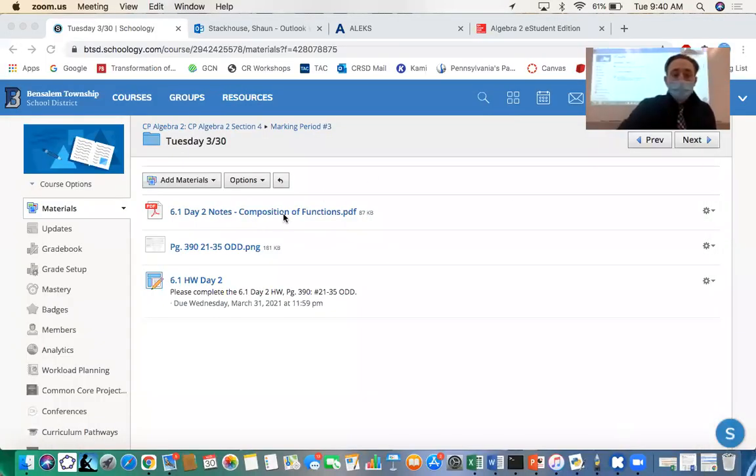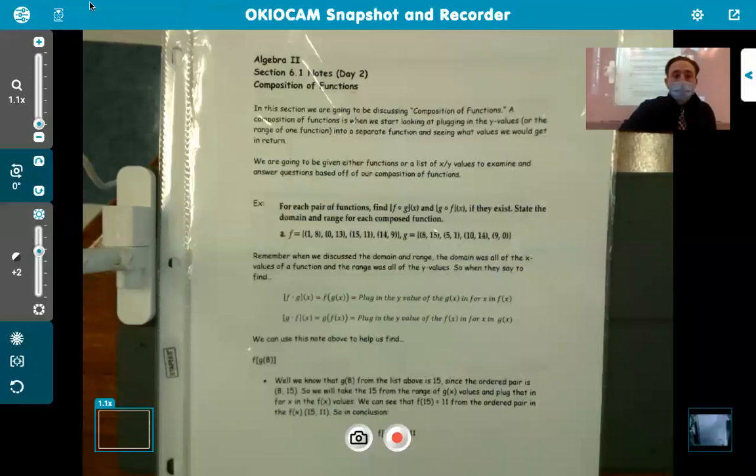Okay. Like I said, for those of you that are at home, the notes for today are in the folder. This is 6-1 day 2, and we're talking about what's called a composition of functions.